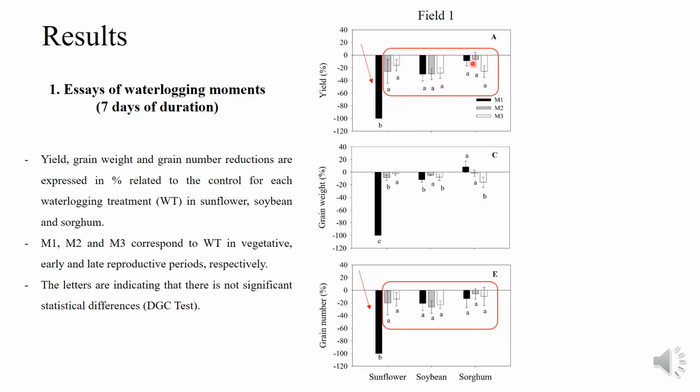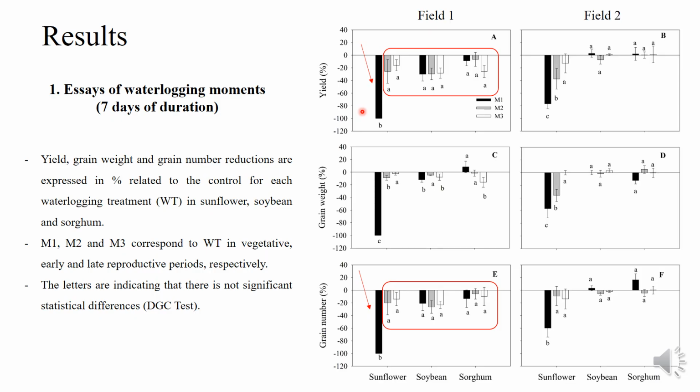Every time that you see a letter A, that means no difference among these treatments. And then we have the letter B, in this case, that belongs to waterlogging during the vegetative stage in sunflower. Similar things happen in the field 2 experiment, but in this case, we found differences between waterlogging in sunflower during the vegetative stage and waterlogging in sunflower during the early reproductive stage.